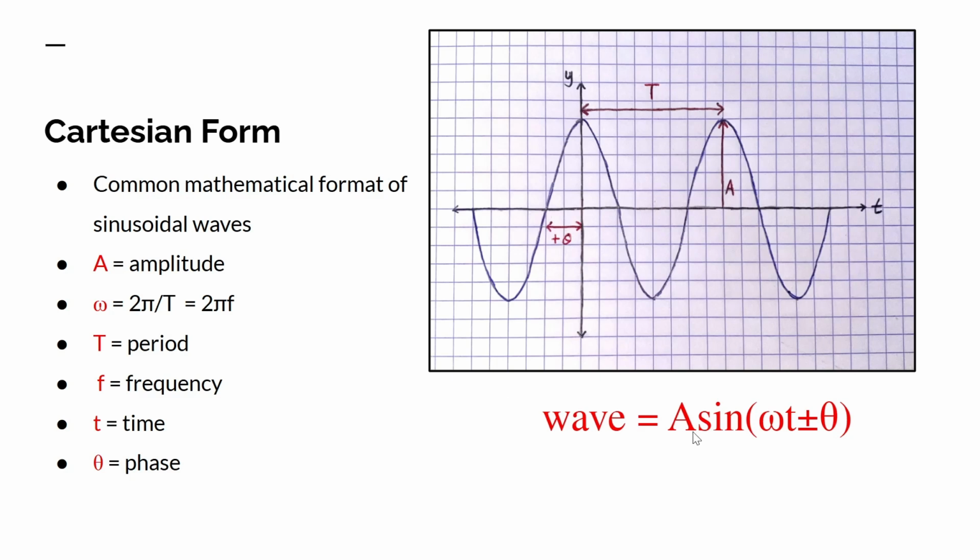Here we have the equation for the Cartesian form, where A is amplitude, the omega value is 2 pi over period, or 2 pi multiplied by frequency. T is time, and the theta value is the phase angle. Here with the positive theta, this indicates that this sine wave is leading the original sine wave. If the theta value were negative, it would be lagging the original.